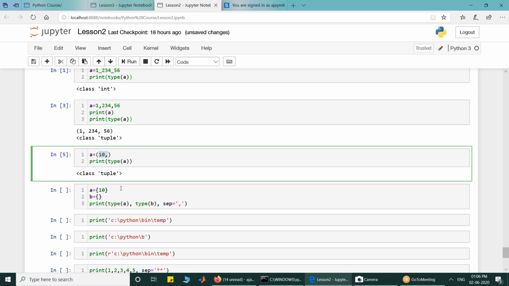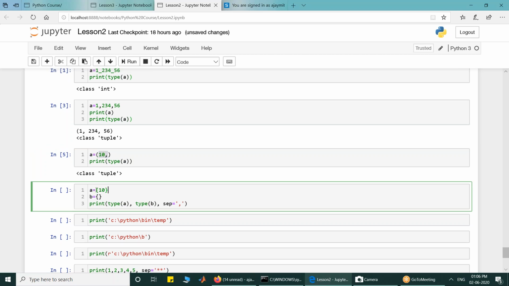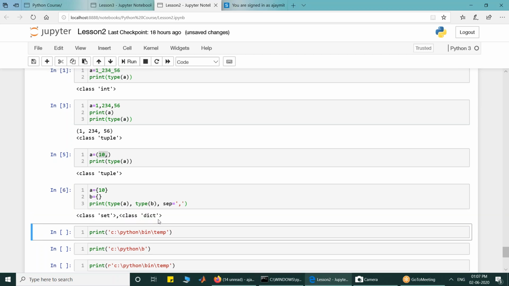So if I want to make it a set, as one of you said, then I have to make use of curly brackets. Tell me what would be the output for the next. A is 10 within curly brackets and B is empty brackets. Yes, this is a set and a dictionary.